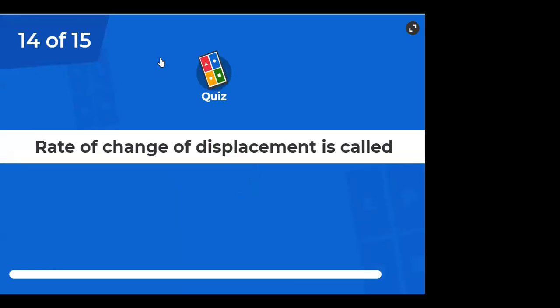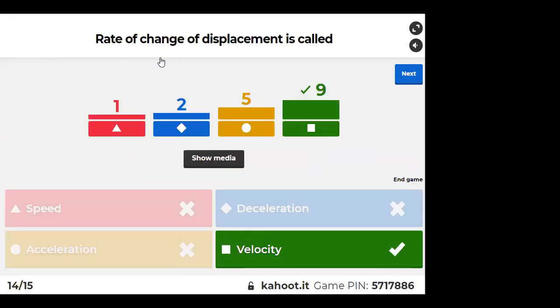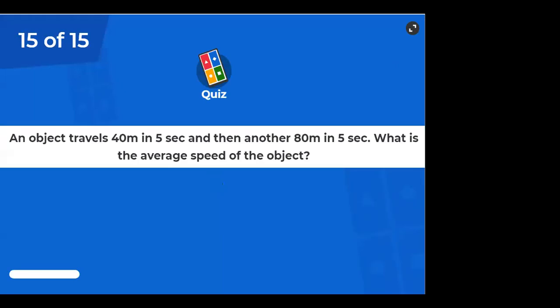Rate of change of displacement is called? Very good, velocity. How did this go wrong? The rate of change of displacement is velocity. Simple. Deceleration is retardation only. Deceleration is just another name for negative acceleration or retardation. Solve this. Last question.